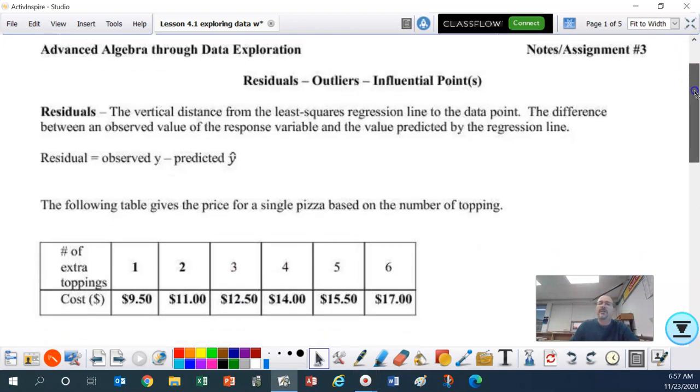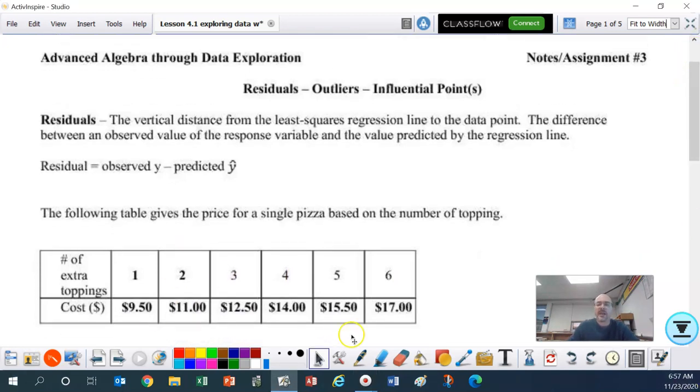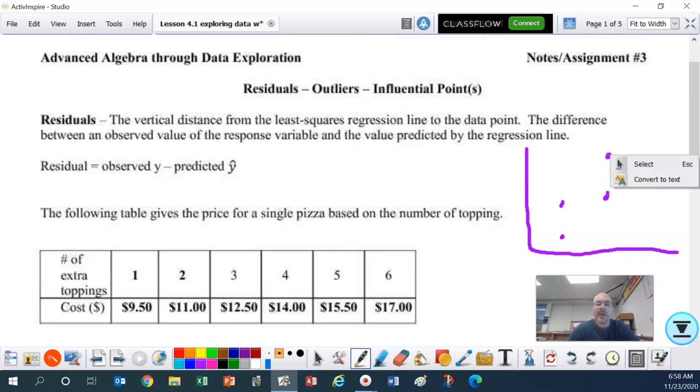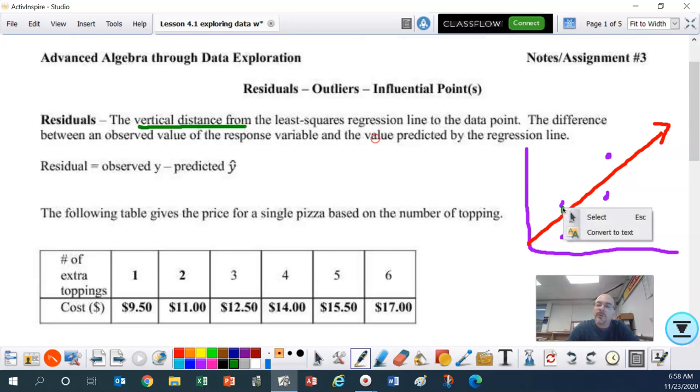Okay, so let's get a little visual of this. Imagine, ladies and gentlemen, that I have a scatter plot. I'm just going to roughly sketch one here, like that. And I've got some dots in that scatter plot, like this. All right, and then I've got that least squares regression line. Remember, that's also known as the line of best fit. So let's say that the line of best fit is right there. Well, the residual is the vertical distance from the line to the dot. So the vertical distance from the line to each dot.